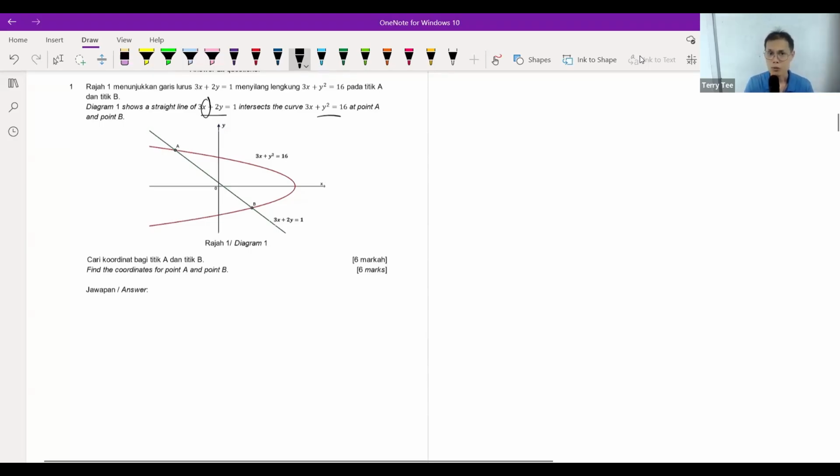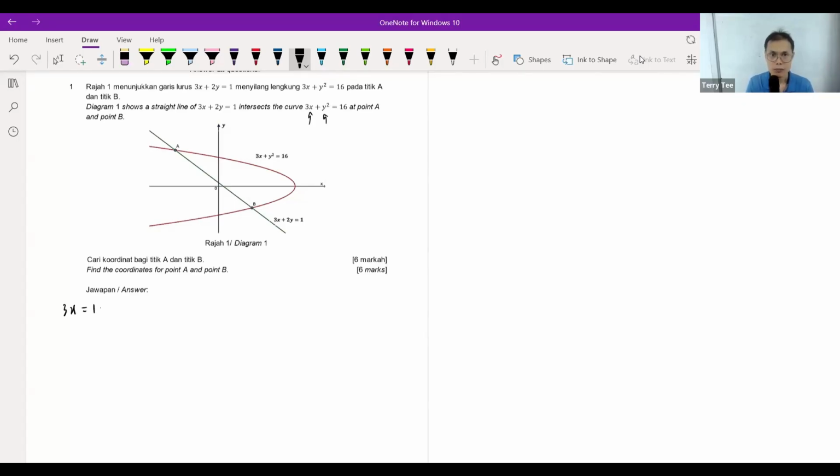But when we talk about fewer substitutions, actually both you have to substitute once. But if you sub y, you have to square it. So it makes it a bit more difficult. If I sub x inside, I don't have to square it. So you can actually solve it easier, right? So let's start by making x the subject.